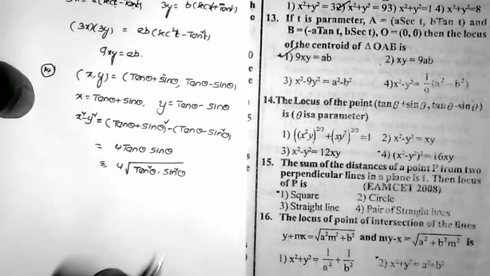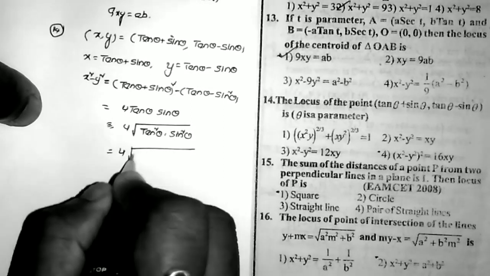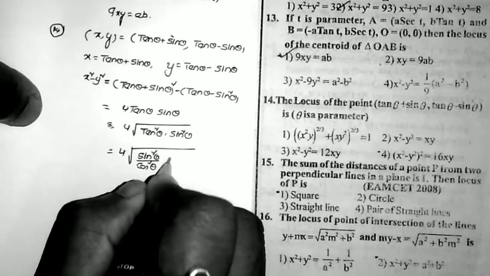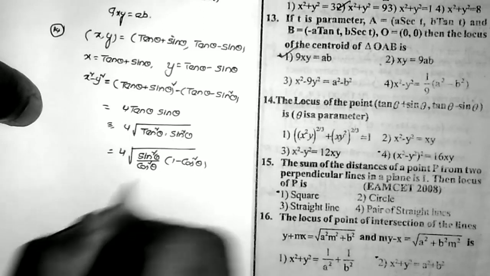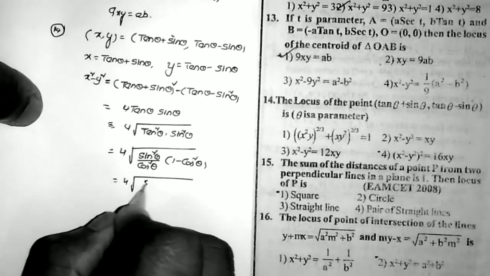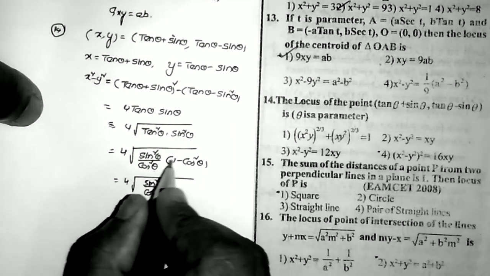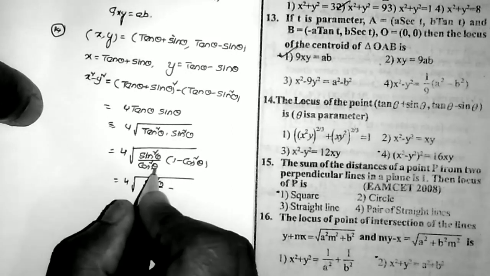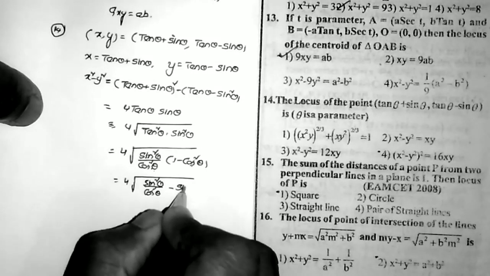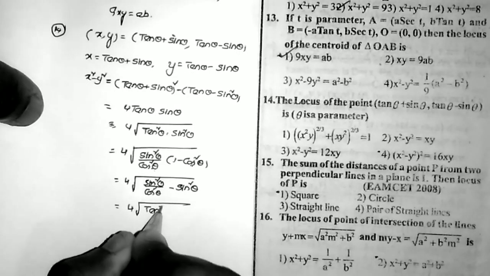The square root of tan square theta into sin square theta is equal to tan theta sin theta. In the next step I convert the values: tan square theta is equal to sin square theta by cos square theta, and sin square theta is equal to 1 minus cos square theta. Here I multiply the values: sin square theta by cos square theta into 1, again we get the same value sin square theta by cos square theta, minus sin square theta by cos square theta into cos square theta. When we multiply these two values, the term cos square theta is cancelled. What is the remaining value? Only sin square theta, and this is 4 into square root of tan square theta minus sin square theta.